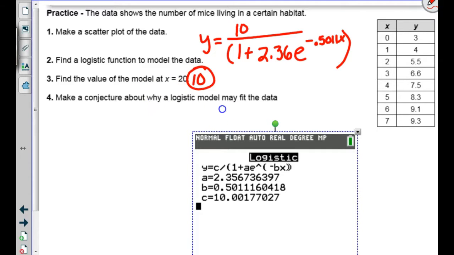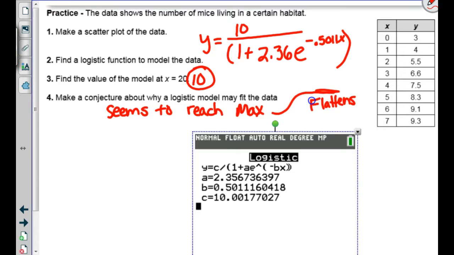Make a conjecture about why this may fit the data. Let's just write ourselves a note here because it seems to reach a carrying capacity or a maximum where it just flattens out, okay? So that's what you know when it asks for logistic, is you're seeing something that's flattening out. Everybody good?